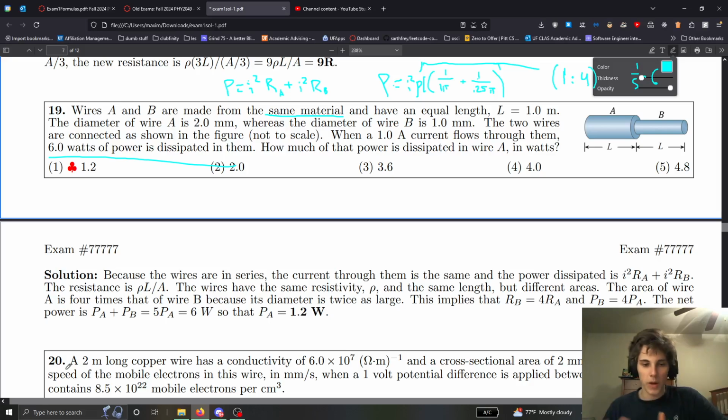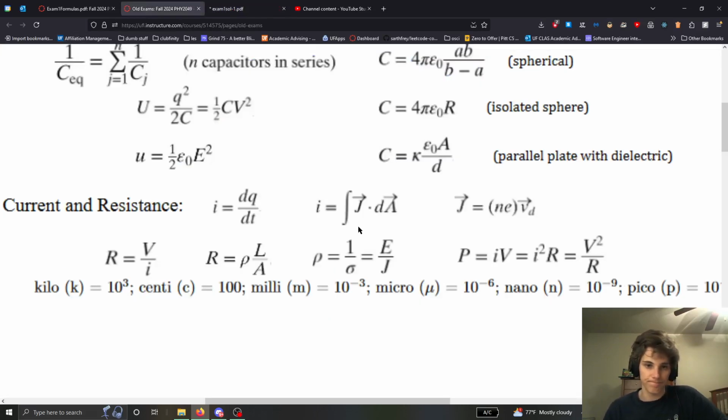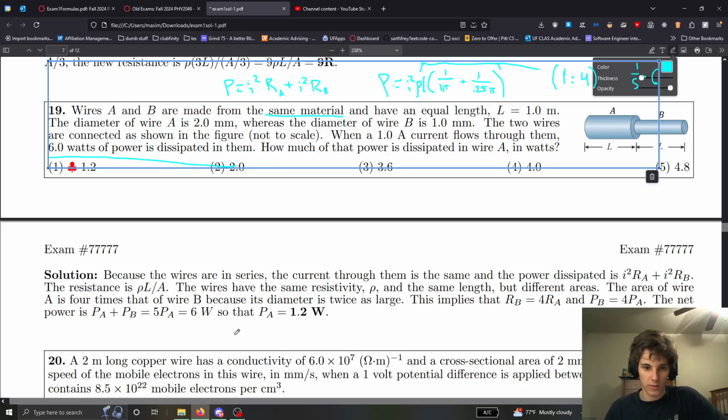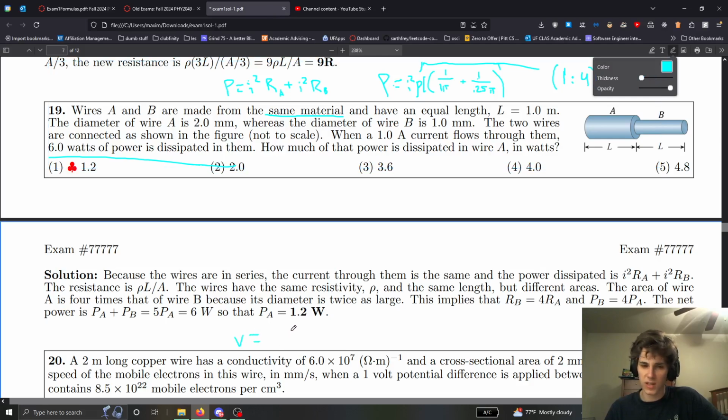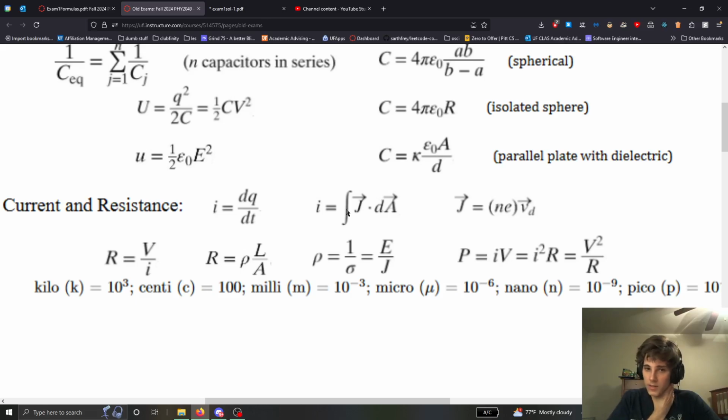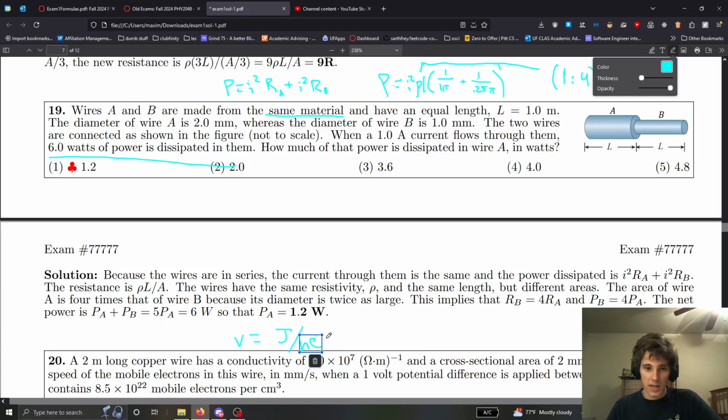We have a copper wire with a conductivity, with a cross-sectional area. What is the drift speed of electrons? This is just going to be this one here. So drift speed is equal to, what did it say? J over N E, which is the density times the electron charge. Do they give N? Yeah, they give N here. Now we're not given J. What is J? Well, it's I over A. So it's just I over A N E.